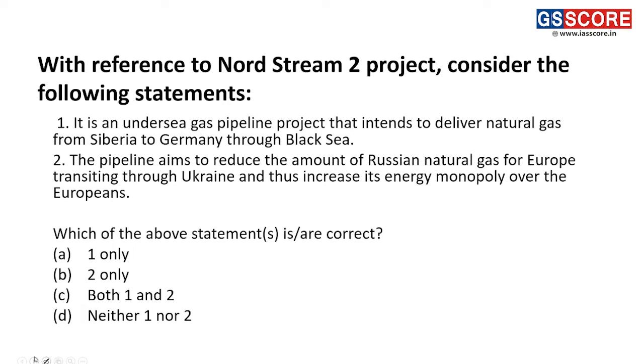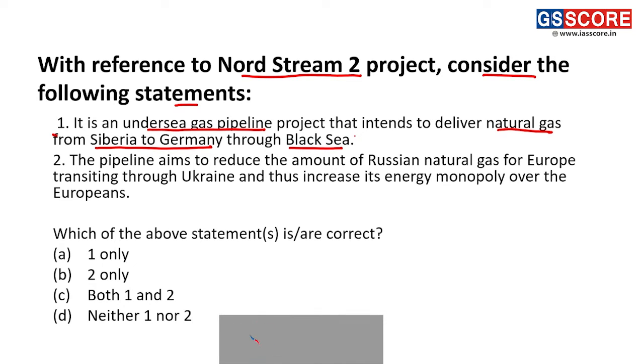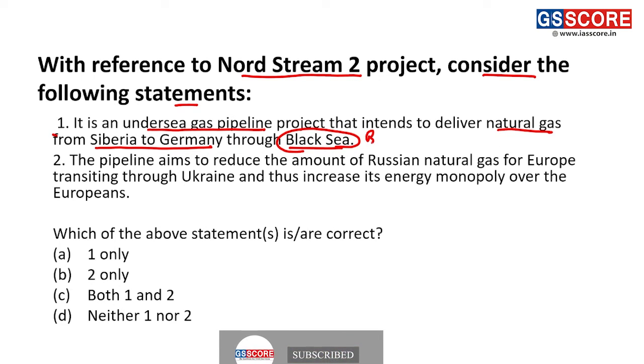So the first question for today is with respect to the Nord Stream 2 project. With reference to the Nord Stream 2 project, consider the following statements. Statement 1: it is an undersea gas pipeline project that intends to deliver natural gas from Siberia to Germany from Black Sea. If we look at this statement closely, we can analyze that it is passing not through the Black Sea but through the Baltic Sea. It is passing through the Baltic Sea.